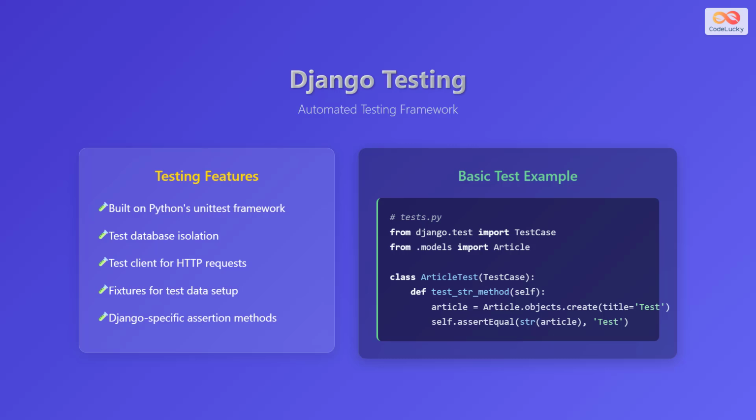Our example shows a basic test case inheriting from TestCase, testing the string representation method of an Article model. The test creates an article instance with a test title and asserts that the string method returns the expected value. This demonstrates how Django tests validate both model behavior and business logic.